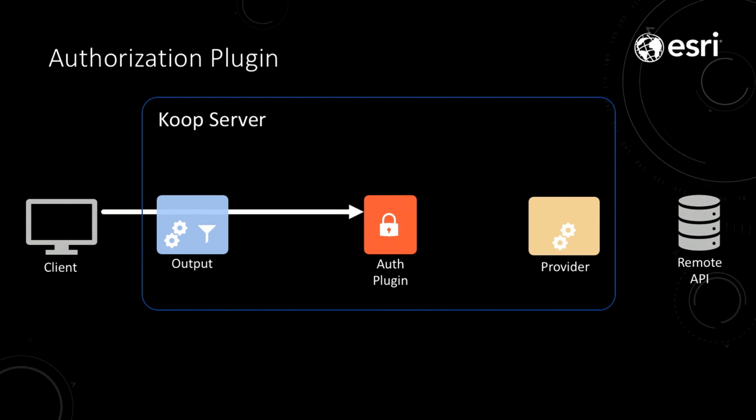There's a fourth type of plugin that I wanted to mention. Up until this past year, if you deployed a Koop instance, you were essentially making all your services completely open. There was no way to secure those layers. And that's changed now with the Authorization Plugin. If you install the Authorization Plugin, you can lock down provider services.